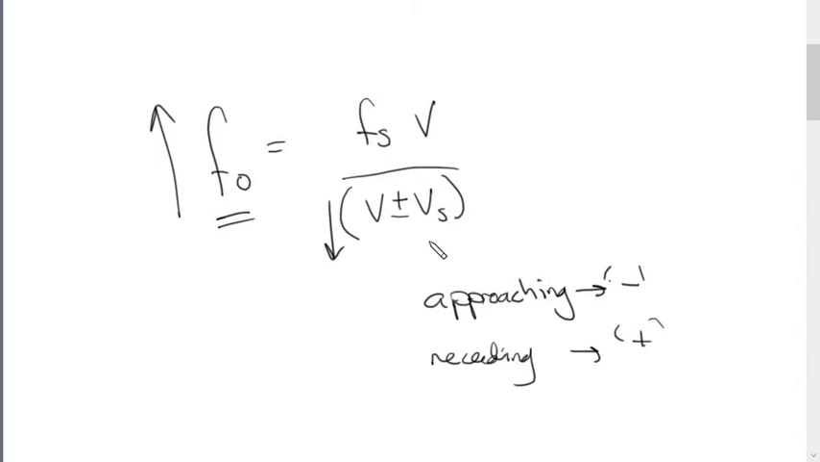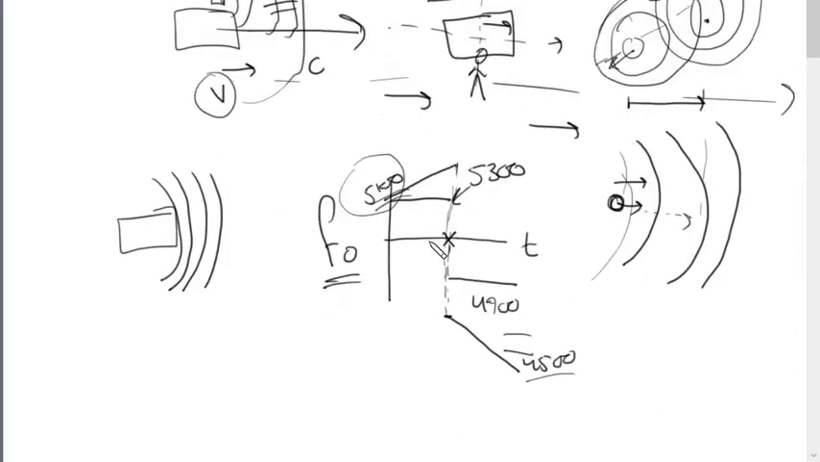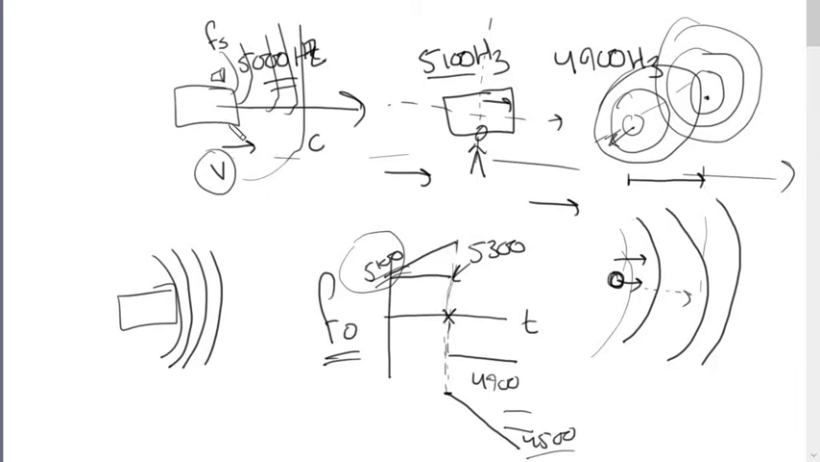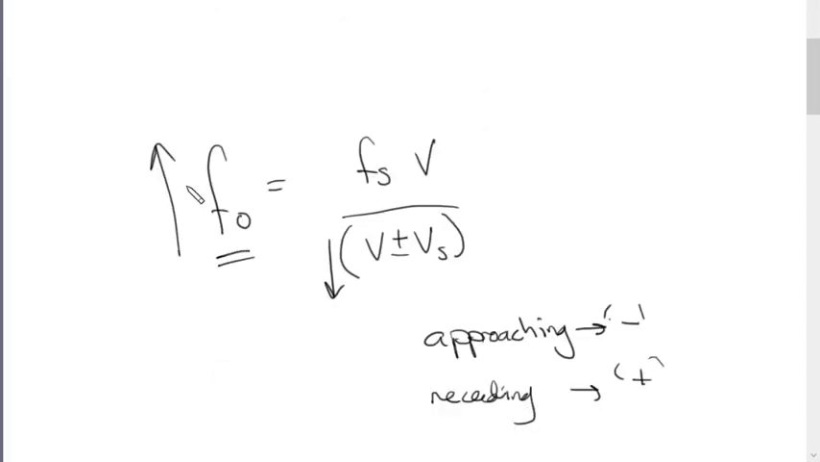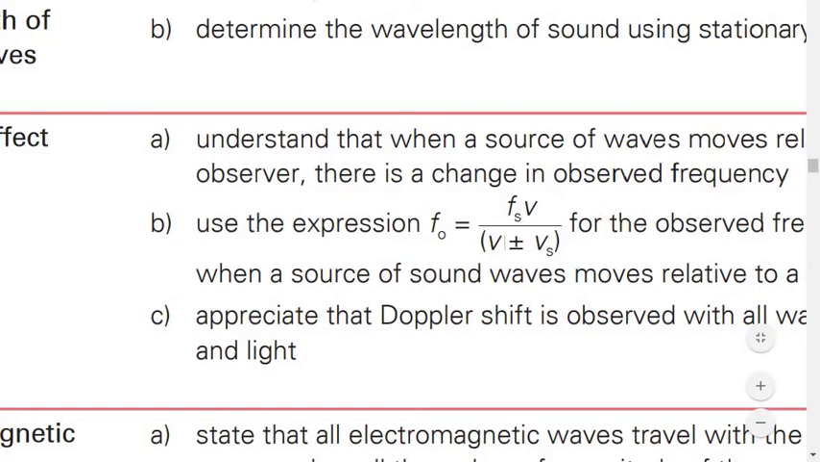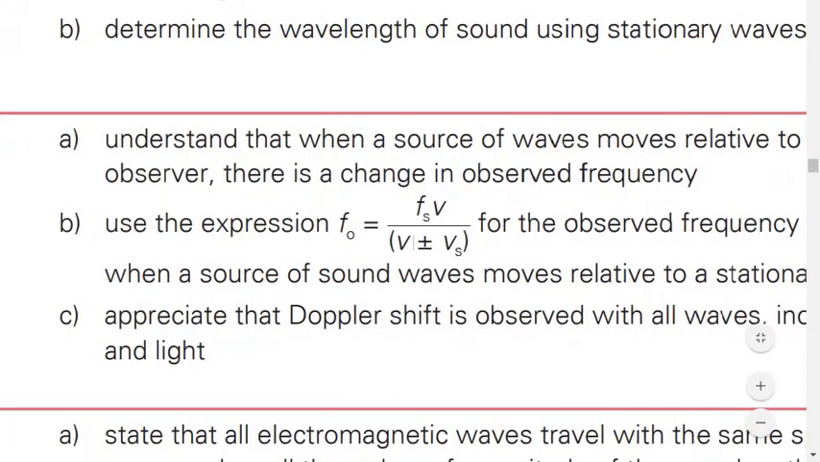Using this equation, I would like you to find out the speed of this vehicle. Alright? Given that the speed of sound on this day was 330 meters per second. What's 330? Speed of sound. FO is equal to FS V divided by V plus minus VS.